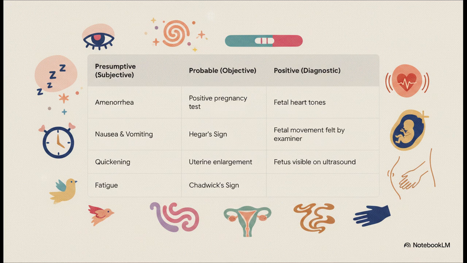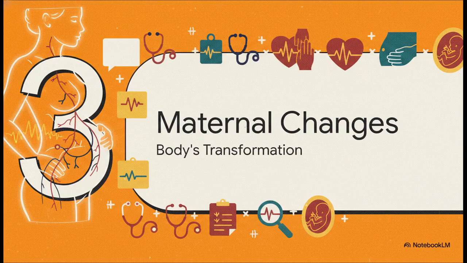First, you have your presumptive signs. These are subjective, things the client tells you, like I'm tired or I feel sick. Then you have probable signs. These are objective things you can observe, like a positive pregnancy test. And finally, you have the positive signs. These are the 100% diagnostic proof, like hearing a fetal heartbeat or seeing the fetus on an ultrasound. No question about it.